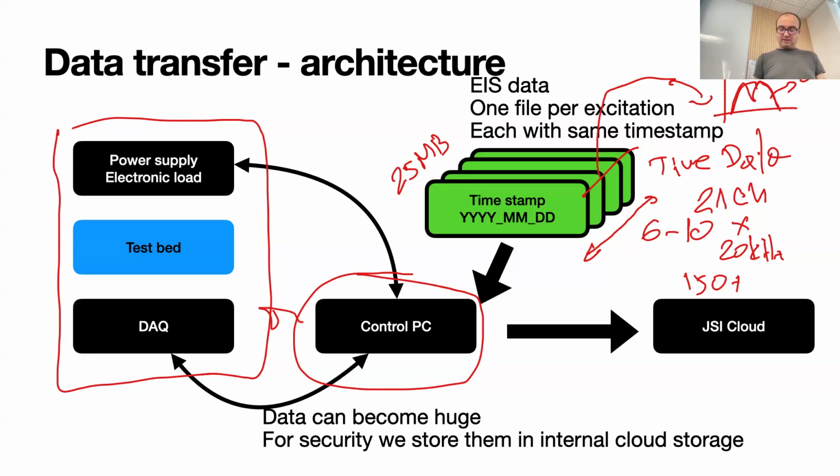But this means that over time, these files will start to pile up on a PC, and firstly it is unsecure to have everything in the same location. I mean, the PC can fail or whatever. And secondly, it is a question of capacity. So that's why we are transferring this to a cloud storage device.